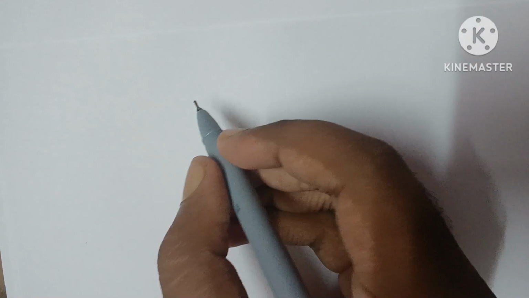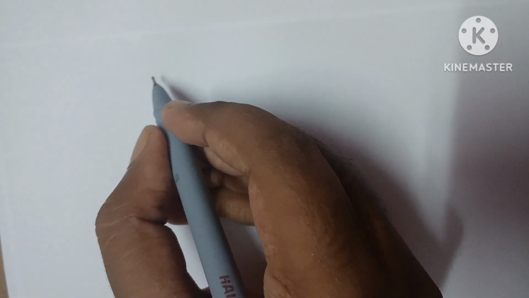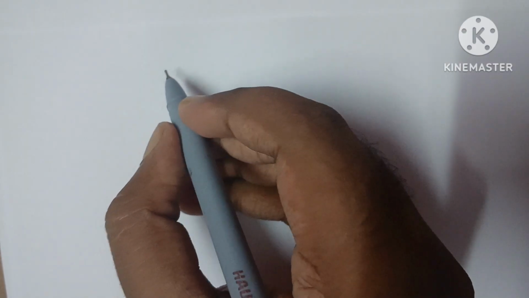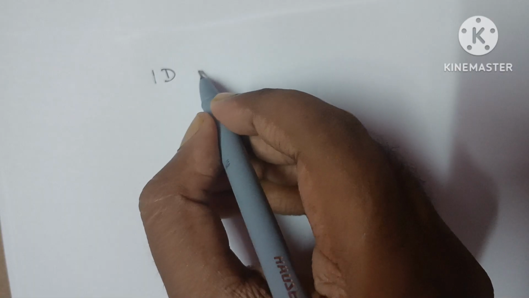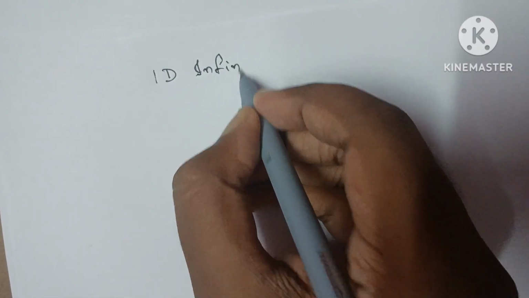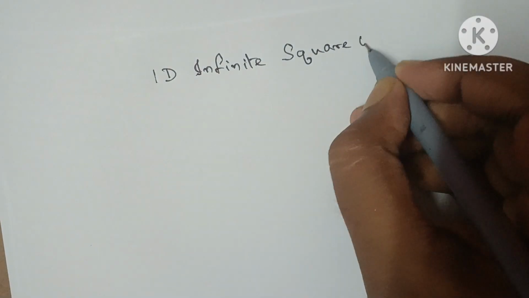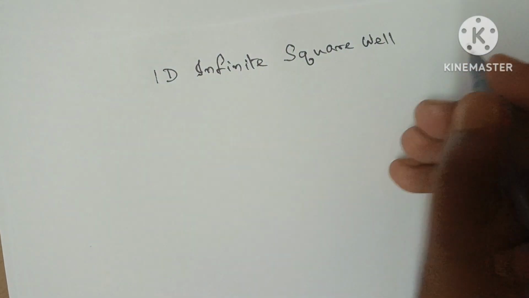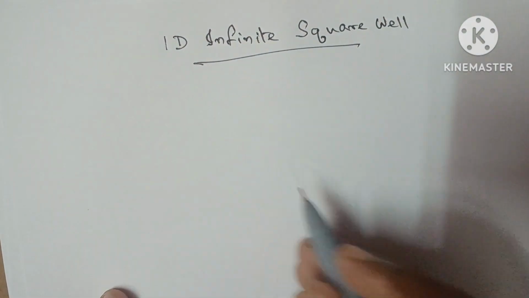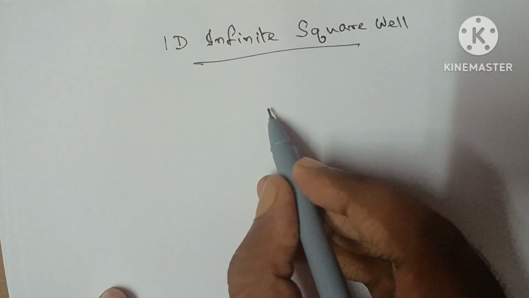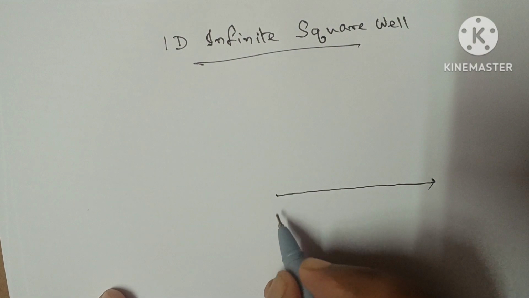So today we will discuss a very important topic in quantum mechanics, which is known as the 1D box or one-dimensional infinite square well. So what is this? It is basically given graphically that a particle is moving in one direction, say it is x.